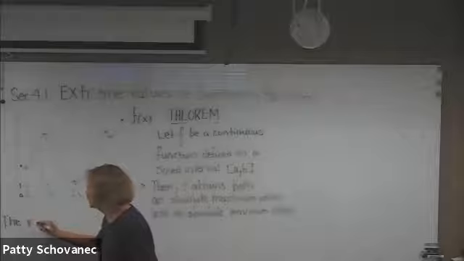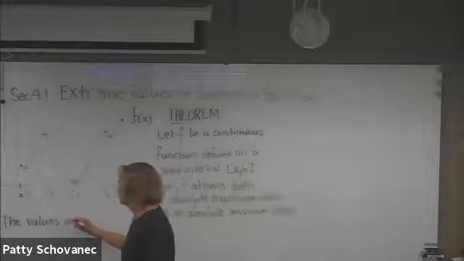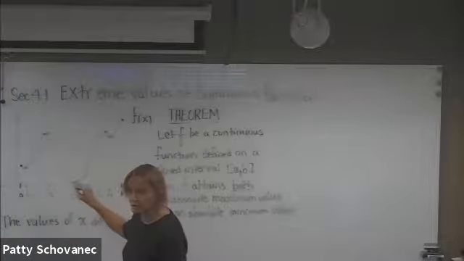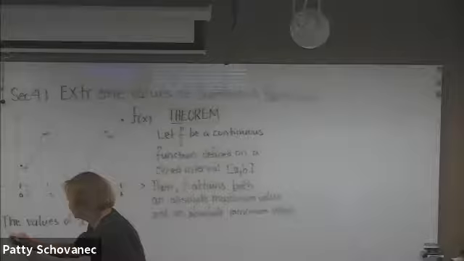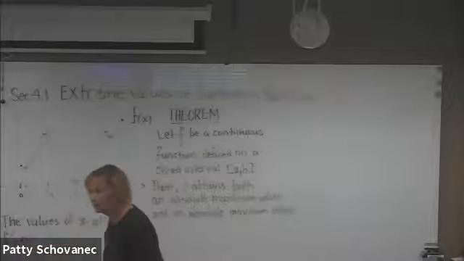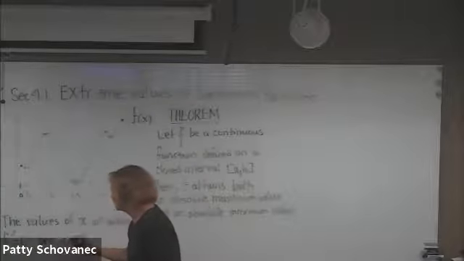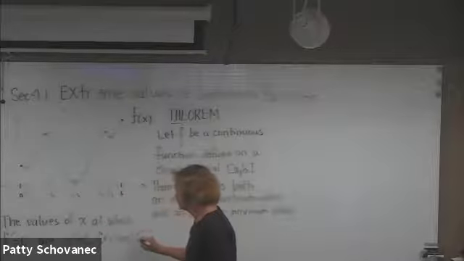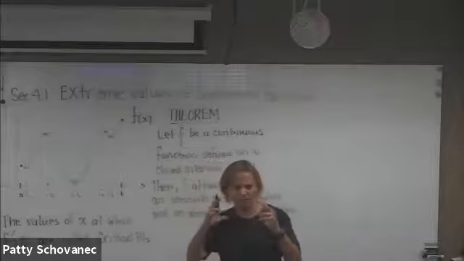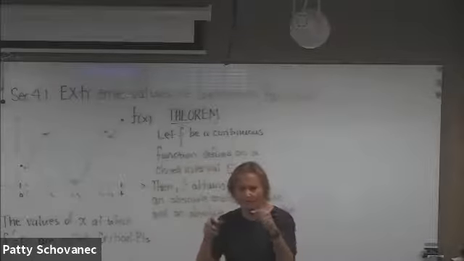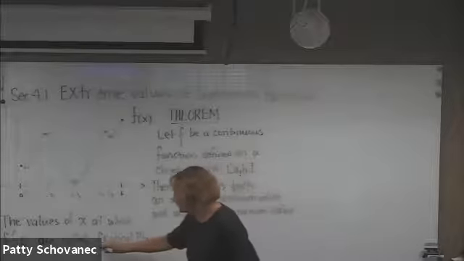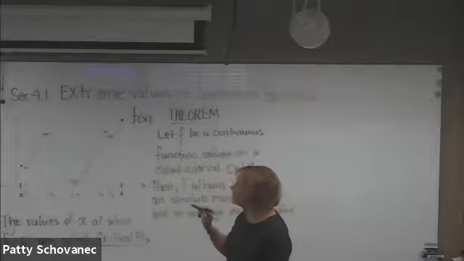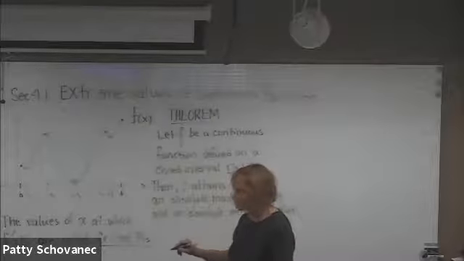So the values of x at which the tangent line is horizontal are called critical values, critical points. The point is really an ordered pair, so I could call them a critical value, meaning that's just one x. But critical, that's pretty important, right? Critical. They describe where the function has relative extreme values.